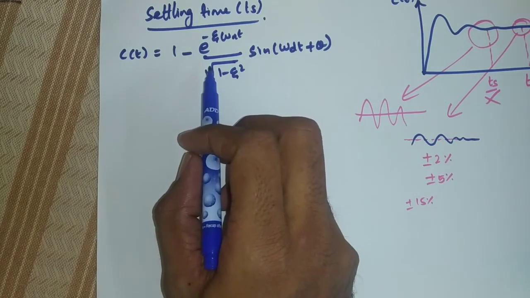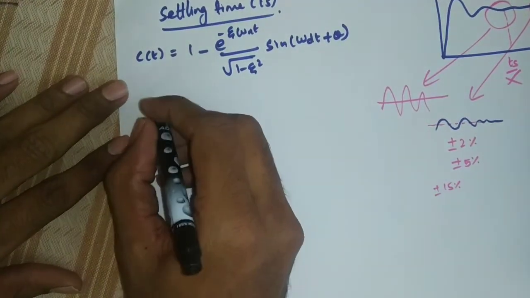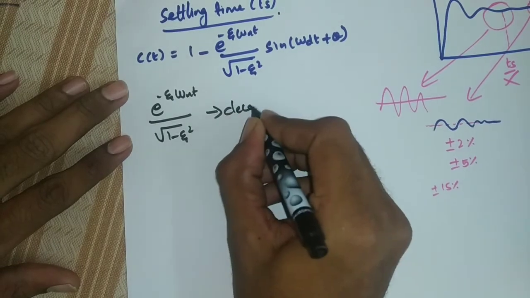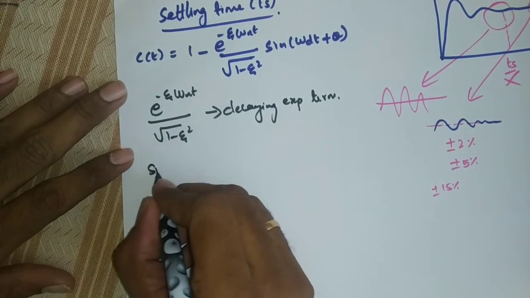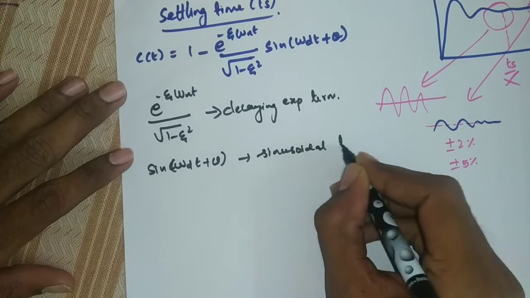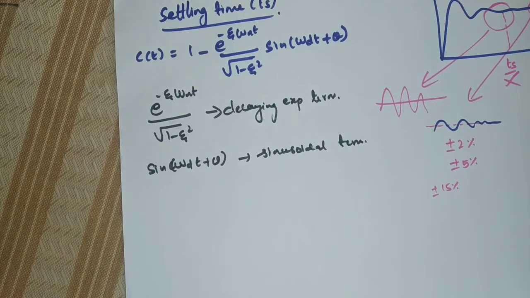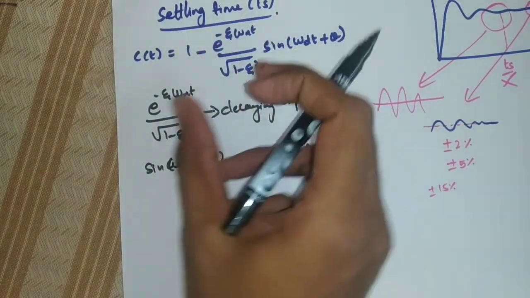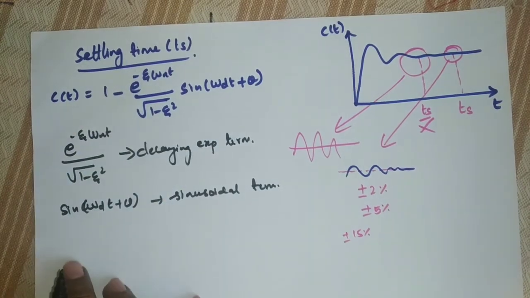The exponential term is a decaying exponential term: e power minus eta omega n t divided by root of 1 minus eta square. And sine of omega d t plus theta is the sinusoidal term. We consider that the 2% or 5% error is due to this decaying exponential term.